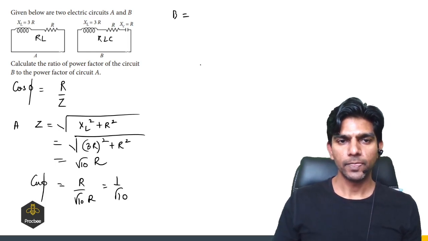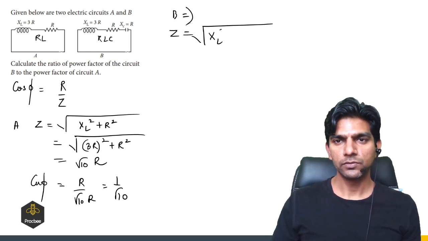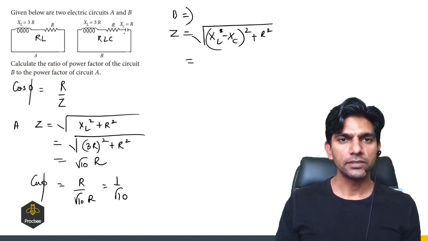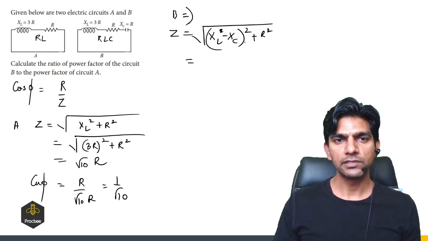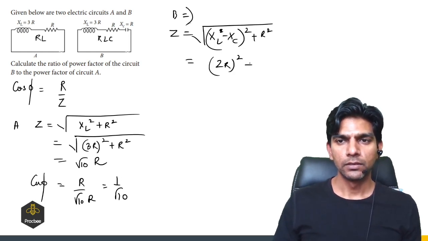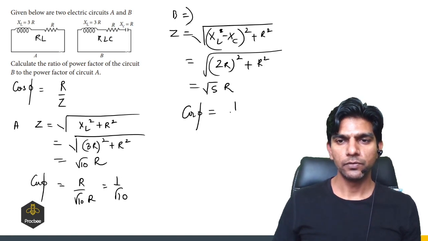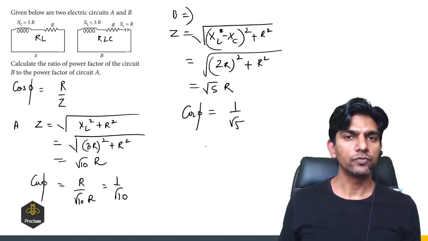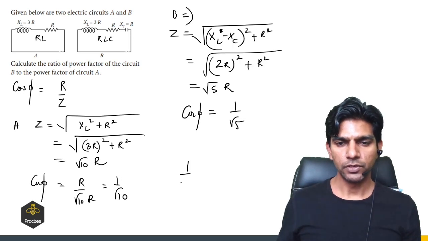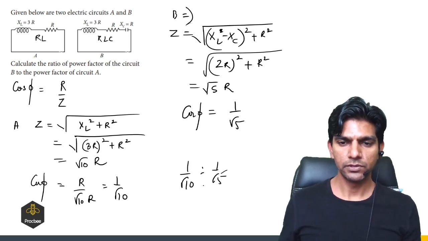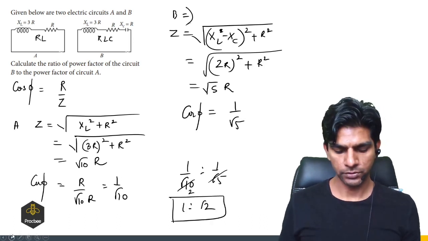Now for circuit B, impedance will be root of (XL minus XC) square plus R square. Now in this case, XL is 3R, XC is 2R. So XL minus XC will be R, right? Plus R square. So this will be root 2R. Now in B, the power factor will be 1 upon root 2. And we have to find the ratio of the power factors. So 1 by root 10 ratio 1 by root 5 ... so this will be 1 ratio root 2. So that is the answer of this question.